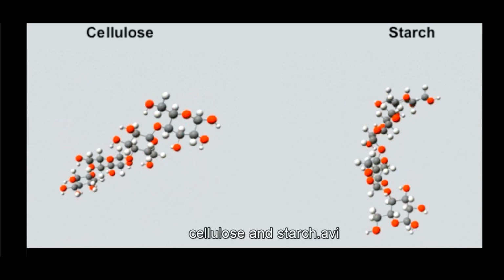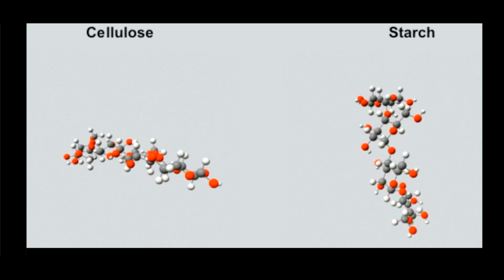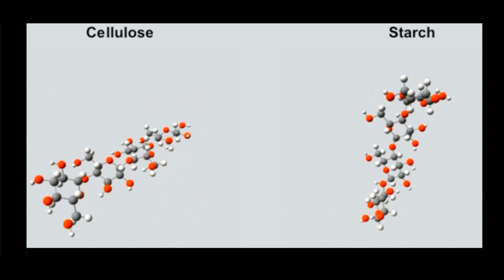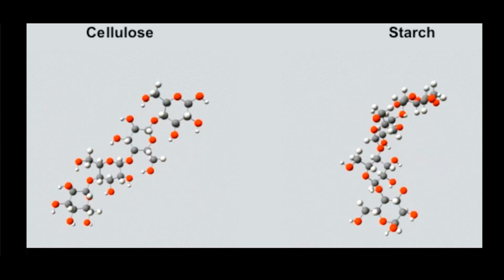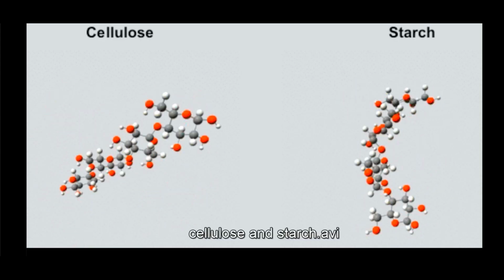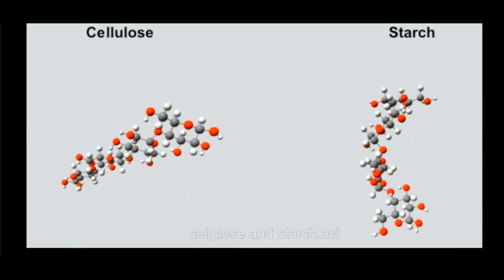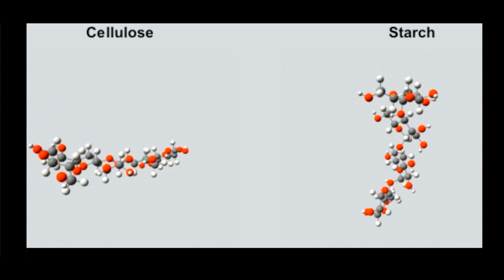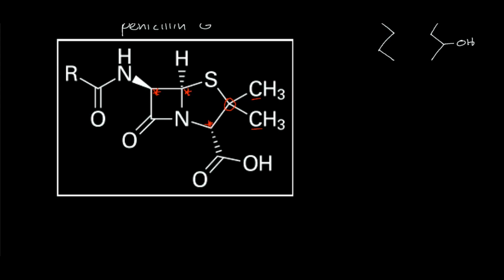Because of this one change, we can digest starch, but we can't digest cellulose. We don't have the right enzyme to digest cellulose. Cows do. So cows can eat grass that has cellulose and digest it. So plant-eating animals can digest cellulose a lot of times. Okay, so in the next video, like I said, we're going to learn how to name the 2 different enantiomers.